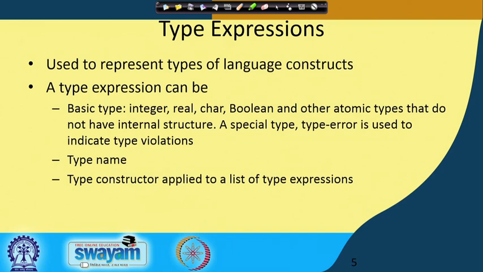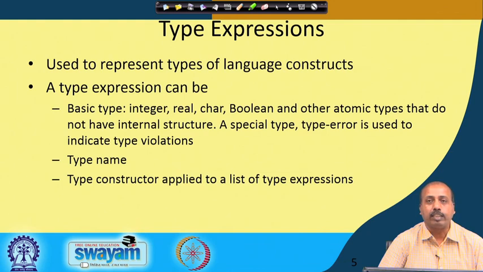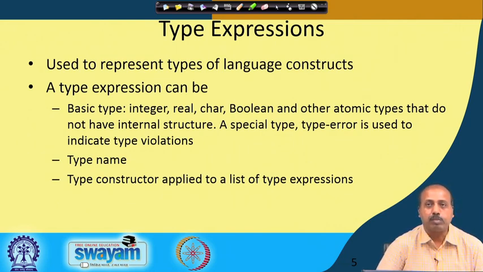A typical example: the statement may be syntactically correct or syntactically incorrect, or maybe syntactically it is correct, but when you go to its components in the expression, there is some type error. So for the whole construct, we can say that there is a type error. When we are pointing out some type mismatch, we can tell that at such and such statement there is a type error. So type expressions are used to represent types of language constructs.